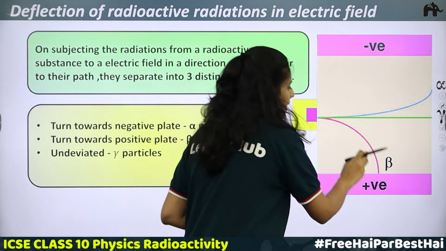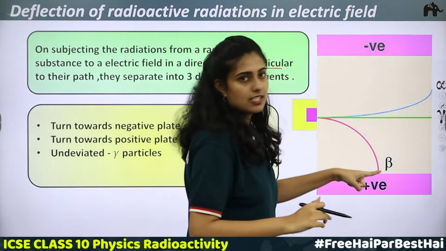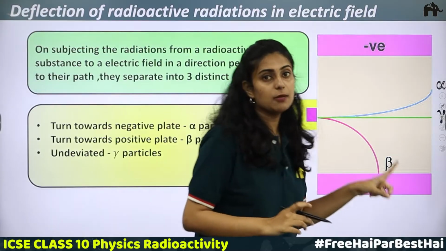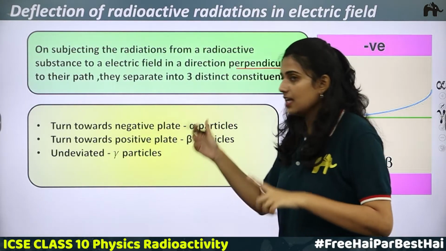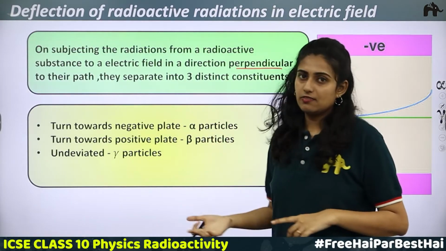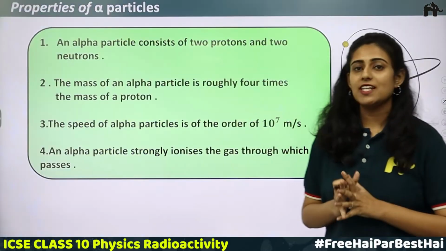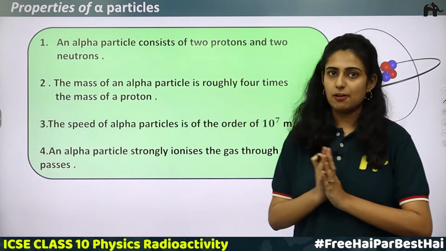Okay. In the case of whether it is magnetic field or electric field, the deviation or bending that is happening to the beta particle is greater compared to that of alpha particles, and gamma particles are undeviated. Why? Because they are electromagnetic in nature like light. Therefore, they do not get deviated in electric field as well. Now, let us discuss the properties of alpha, beta and gamma particle. First, the properties of alpha particle.